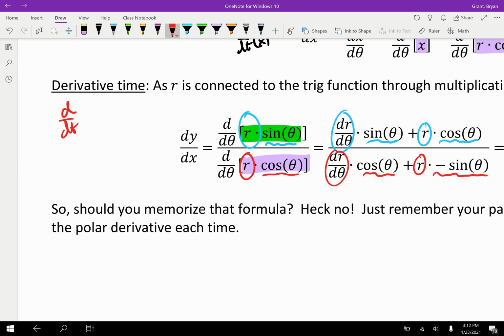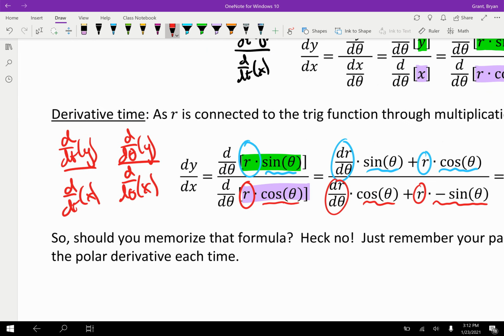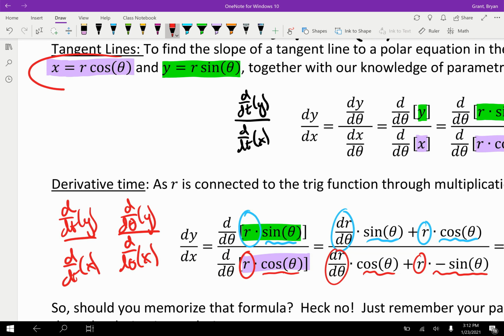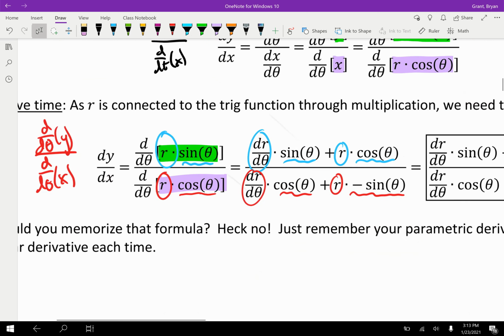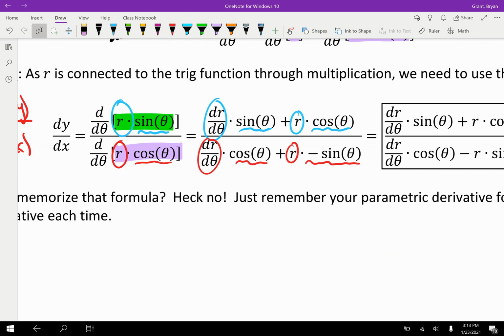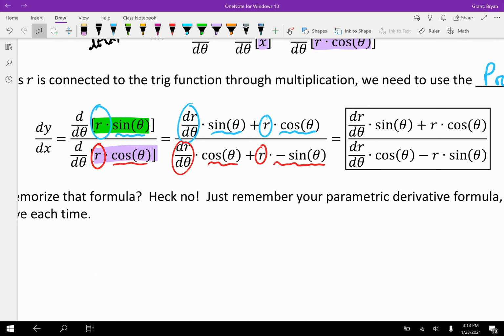Parametric is d/dt of y over d/dt of x, and then you compare it to polar: d/d theta of y divided by d/d theta of x. Those are both how you find dy dx in your respective forms. You do, however, need to know that this is x, this is y. Once you make those substitutions, the product rule makes it easy to get to that derivative.